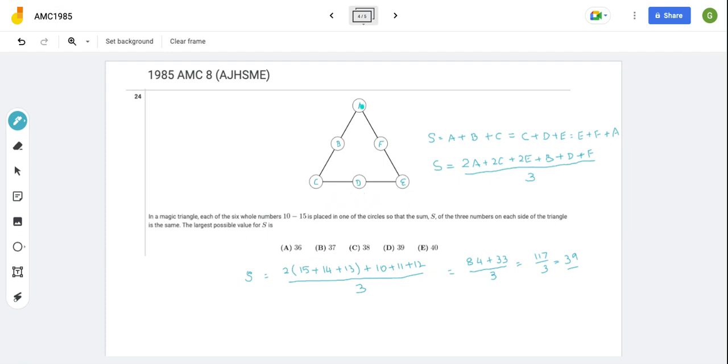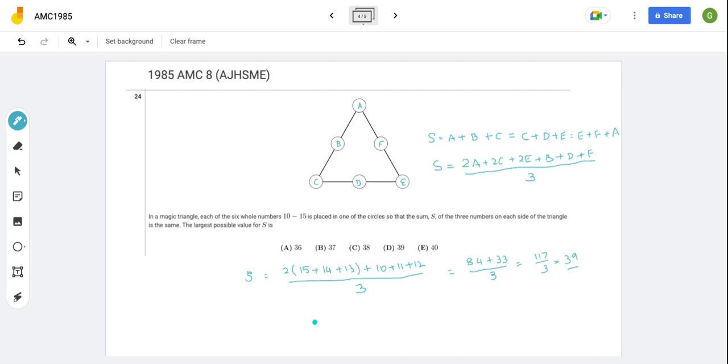Now what is S here? S is the total of A, B, C. S is also the total of C, D, E, and S is also the total of E, F, and A, right? And all these are equal. It is the same S in all the cases. So S is the same as A plus B plus C, which is the same as C plus E plus D, and which is the same as E plus F plus A. This also can be written as 2A plus 2C plus 2E plus B, D, and F, divided by 3. So that is what S is.